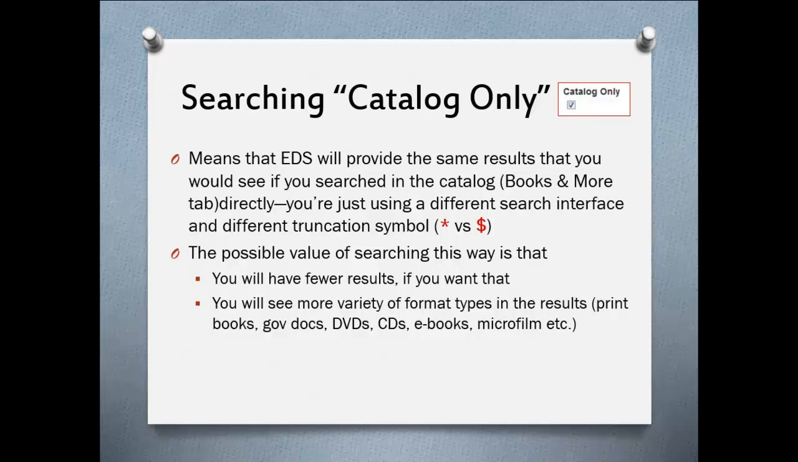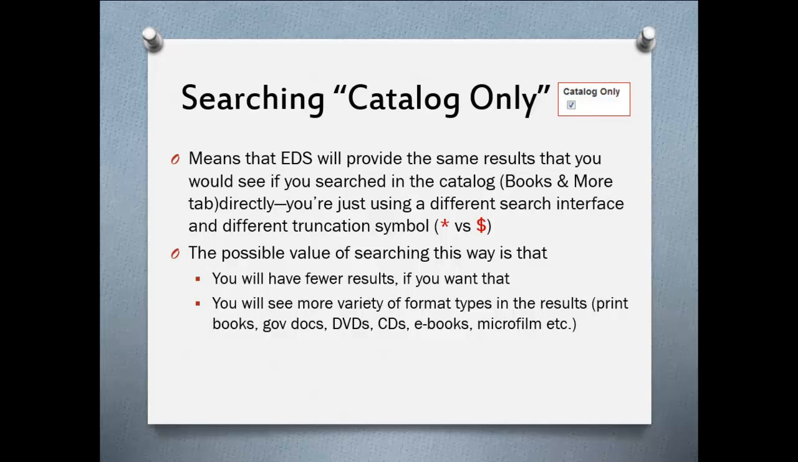And I have found that students get confused when they have to use more than one truncation symbol. It gets harder for them to keep track of things. So that's why I'm glad to be using EDS for books this semester, because the asterisk is an easier symbol to remember. And besides, most databases use the asterisk anyway.